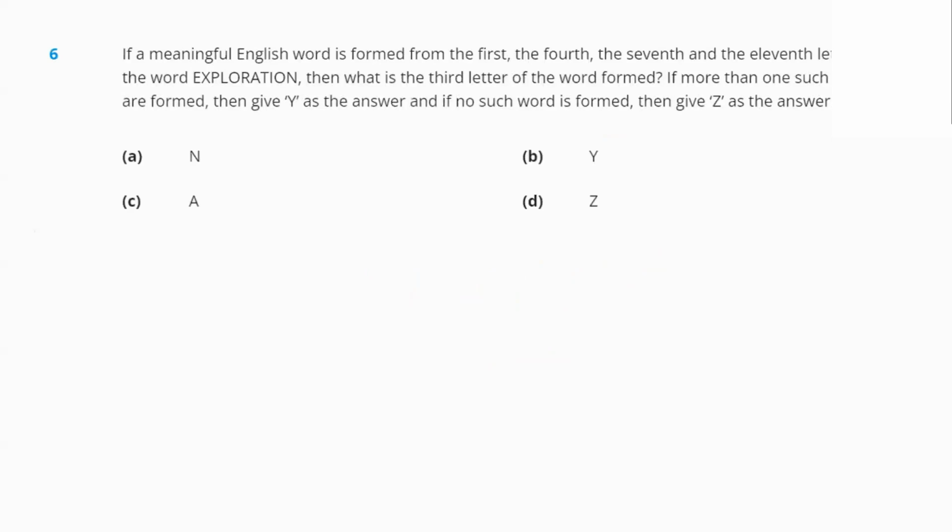If a meaningful English word is formed from the first, fourth, seventh, and 11th letters of the word EXPLORATION, then what is the third letter of the word formed? If more than one such word is formed, then Y is the correct answer, and if no word is formed, then Z is the correct answer. So let's suppose we write EXPLORATION here.